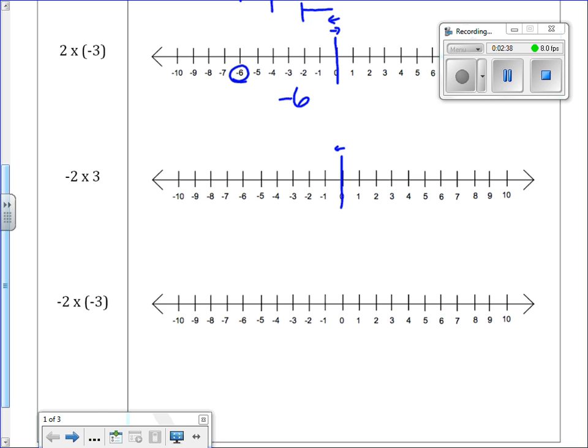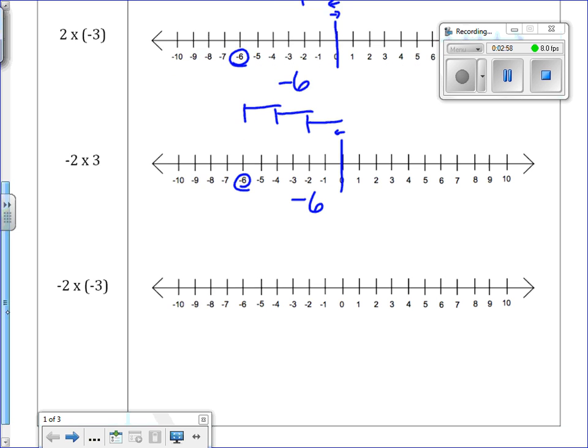So I have negative 2 times 3. Again, now I'm just going to think of it as kind of like absolutes, 3 groups of 2. So I'm going 2 once, 2 twice, 2 3 times. And again, I end up at negative 6.